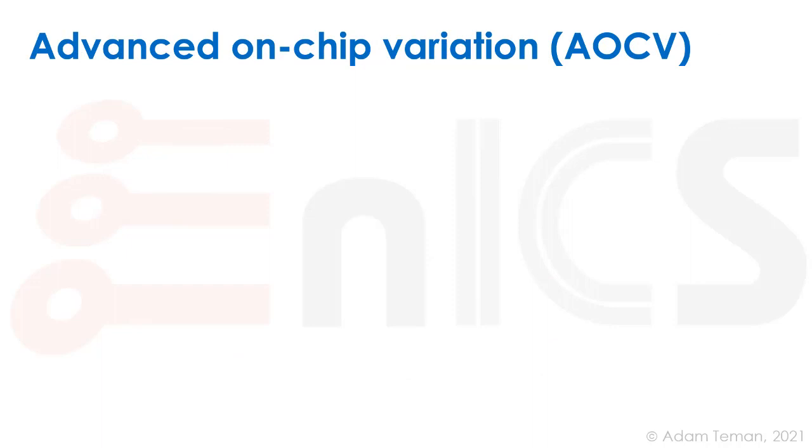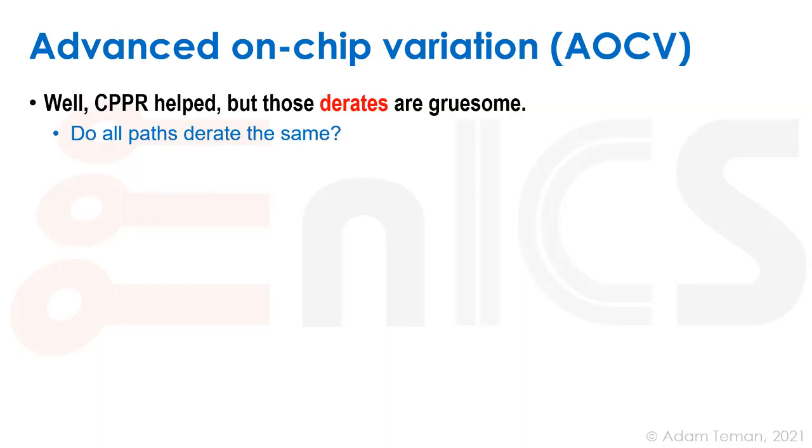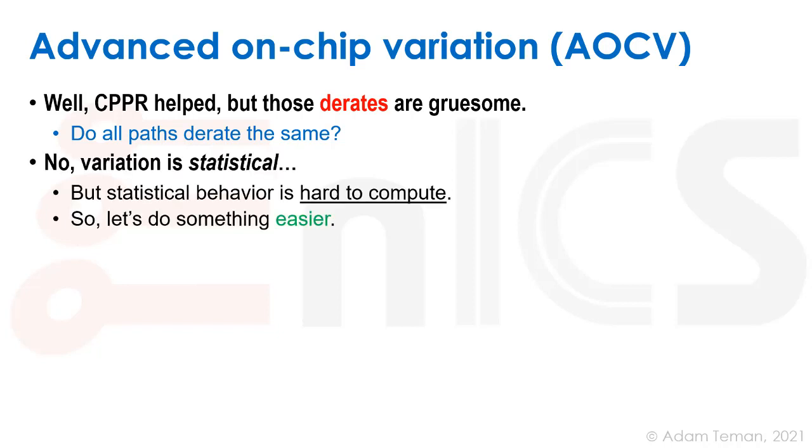But that's not enough. Still, it was hard to meet these OCV type of definitions, so advanced OCV variation was invented. So the derates were really tough, and the question is, do all the paths really derate the same? Should we just go and take that 1.2 and 0.9 or some other derating factor and apply it to all the cells that we have and all the paths that we have? And the answer is no.